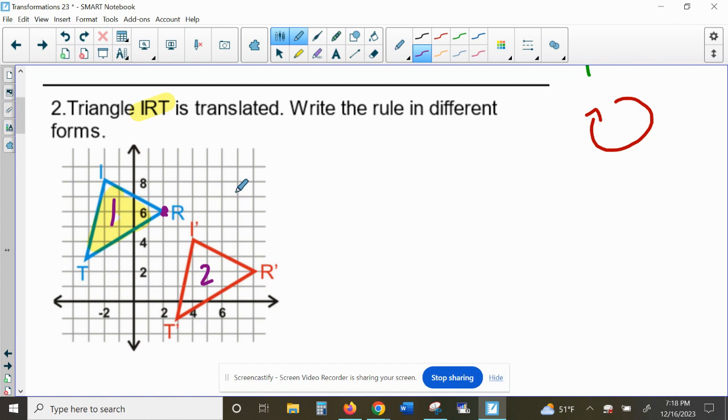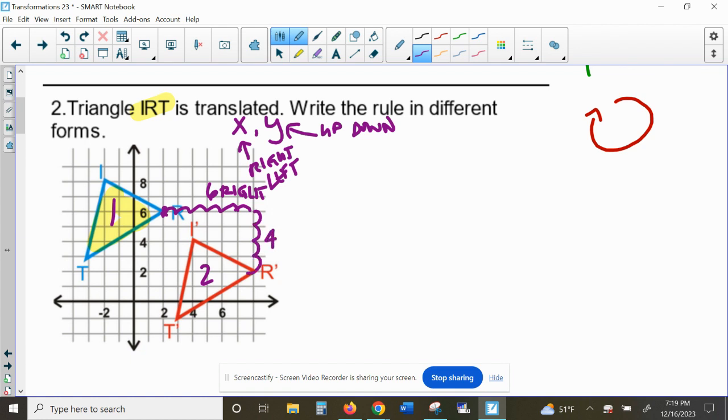Now, remember, we label things as X, Y's, right? So I like to travel to the right, left first. And then we go up, down second. Okay, so I'm going to remember count bumpies instead of like dashes. So that's 1, 2, 3, 4, 5, 6. So I went 6 to the right. And then I went 1, 2, 3, 4 down.